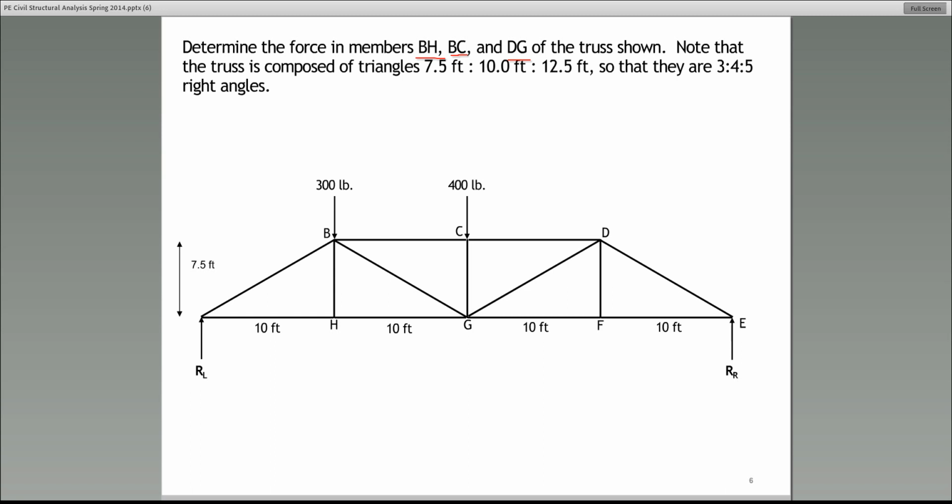Now, we are also given the geometry of the truss. We know the dimensions of the various members. So tell me something. What are the methods that you learned in school about analyzing a truss? There were two methods. Who could remember?